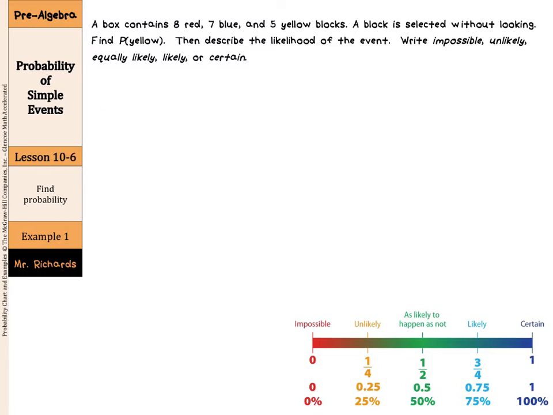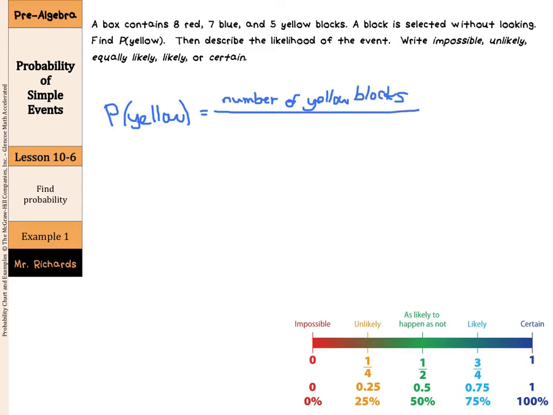Well, we're looking for the probability of yellow. And as we set this up as our ratio, the top part of the ratio, remember, is the number of favorable outcomes, the outcomes we're looking for. And so for the top part of our fraction here, we can say number of yellow blocks. We're going to compare that then on the bottom, the number of possible outcomes, which is the number of all blocks.